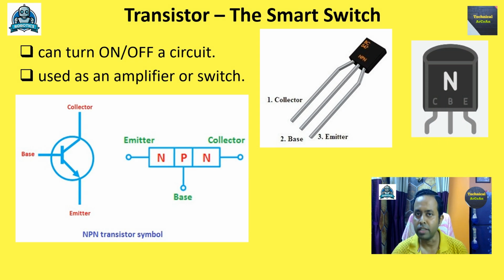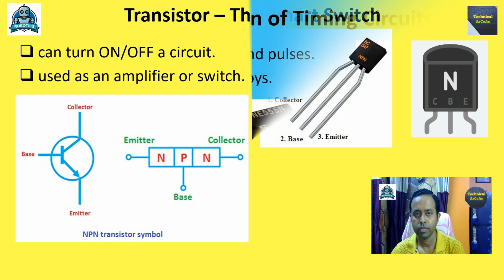Now we talk about the transistor. The smart switch can turn a circuit on and off, used as an amplifier or switch. So this is the NPN transistor symbol, and this is the physical NPN transistor image, and this is the NPN transistor image which is used in Tinkercad, right?